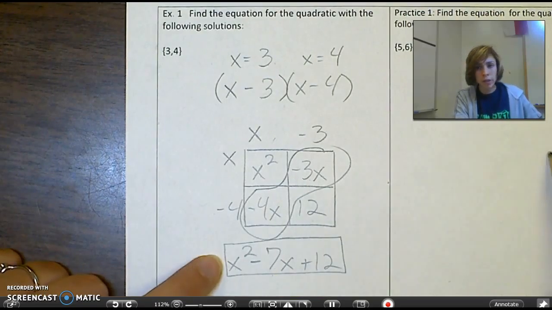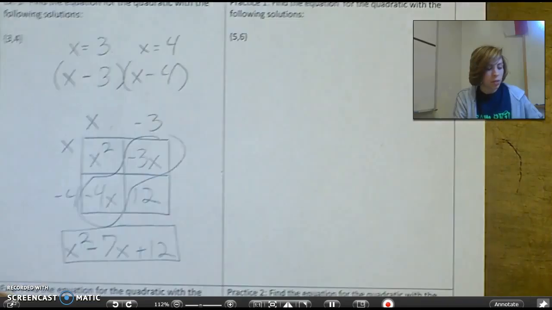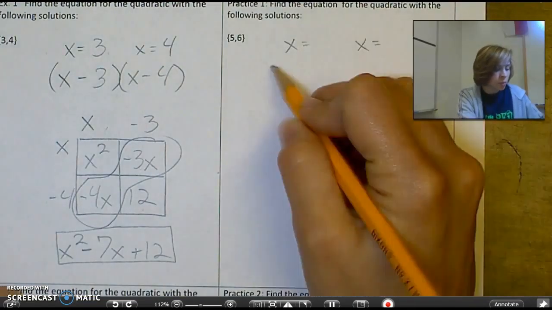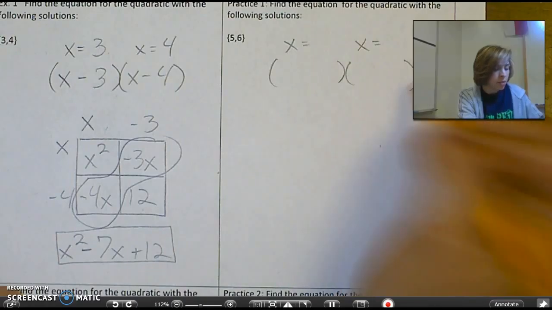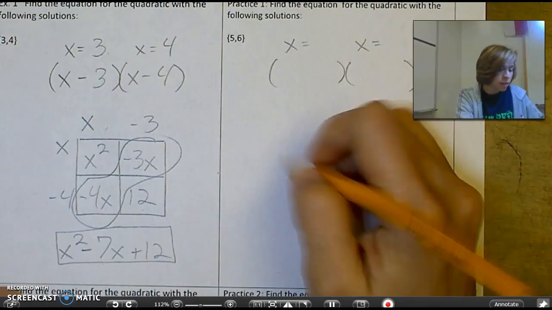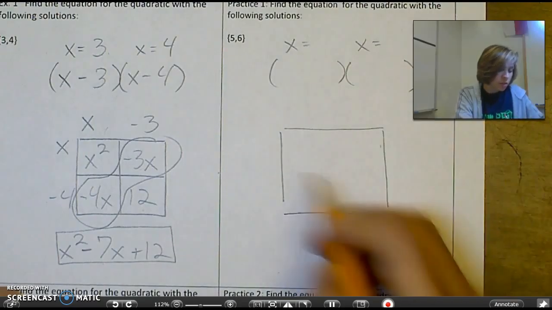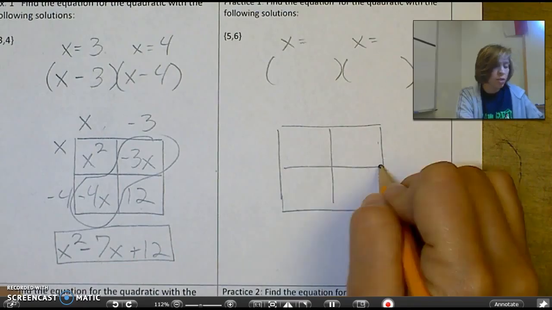So I'd like you to do this other one on your own. I'll just set it up for you. So you put x equals, you put it back into its parentheses. Then you would multiply. If you want to use the box method, you can. If you don't, then you don't have to. This is where you would pause the video and try to do it on your own.